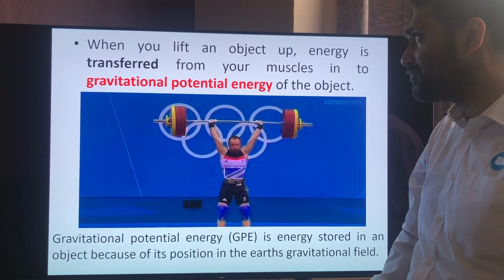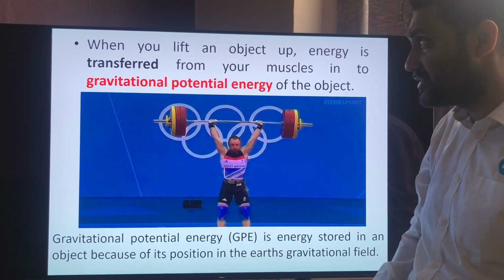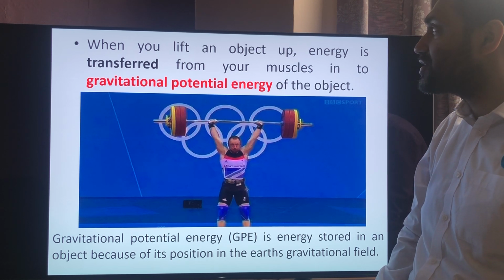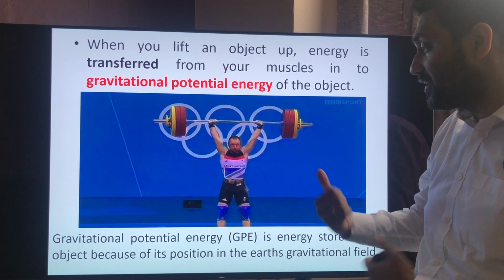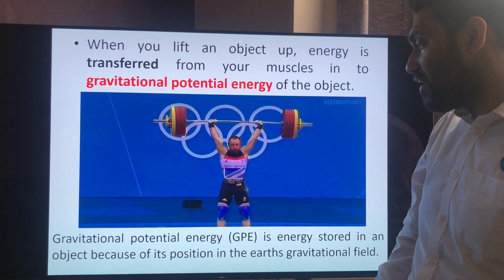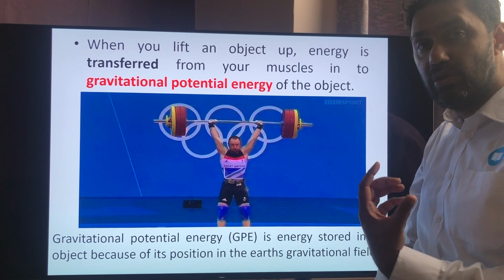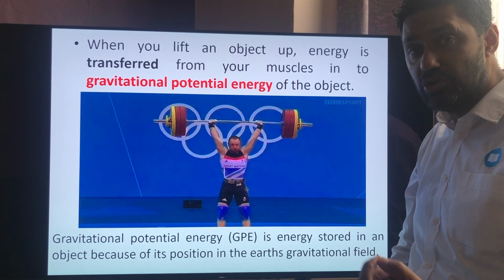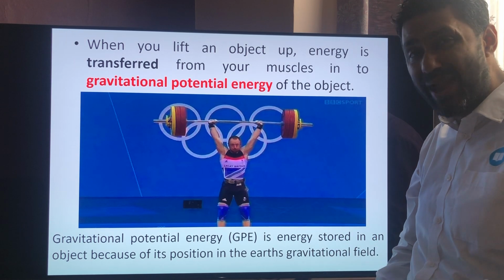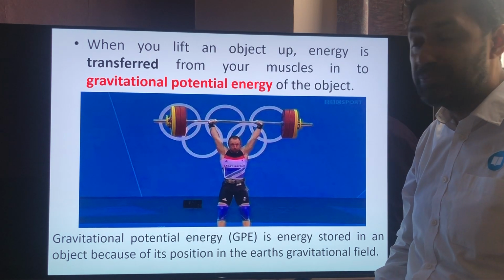Now, what is GPE then? So gravitational potential energy is the amount of energy something stores depending on how high it is. So when you lift an object up, energy is transferred from your muscles into GPE, gravitational potential energy, of that object, like that weightlifter there. So gravitational potential energy, GPE, is the energy stored in an object because of its position in the Earth's gravitational field. So depending on which planet you're on, if you looked at one of my other previous lessons on W equals mg, the weight of an object will depend on the gravitational field strength. So it'll be obviously different depending on which planet you're on.